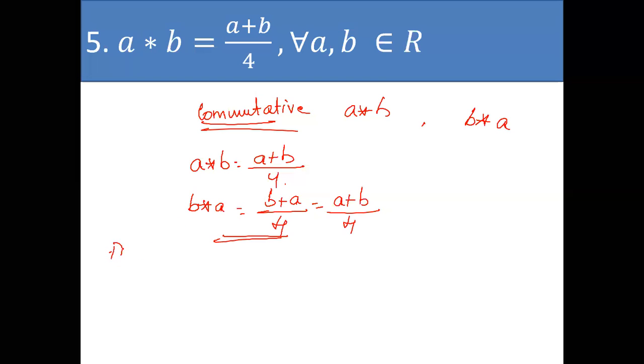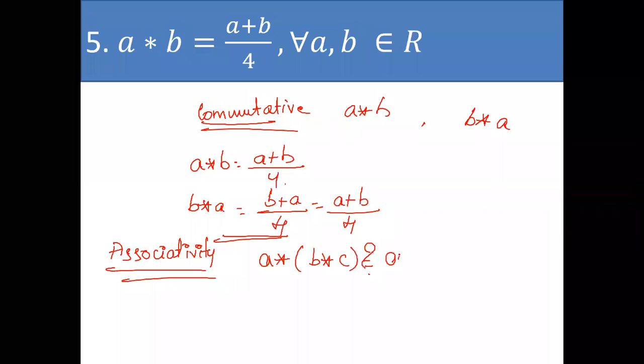Next, for associativity, check for the associativity. If you are done with commutativity, go for associativity. What is the condition you have to check? (a star b) star c, you have to check whether it is equal to a star (b star c). Don't jump to the conclusion immediately. Work it properly and then see whether it is equal or not.